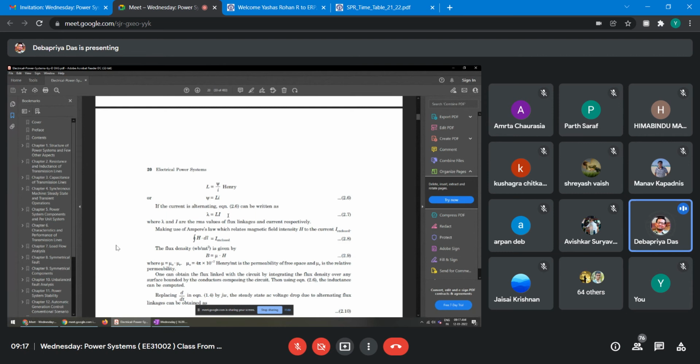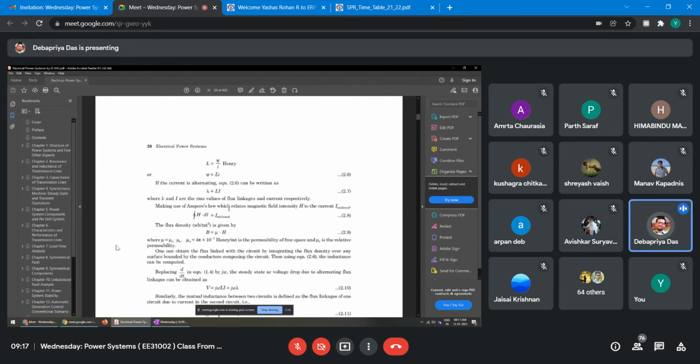Now, Ampere's law, the loop integral which relates magnetic field intensity H to the current I enclosed: the loop integral of H into dl is equal to I enclosed. So this is actually Ampere's law, right? Therefore flux density is in Weber per meter square or Tesla.